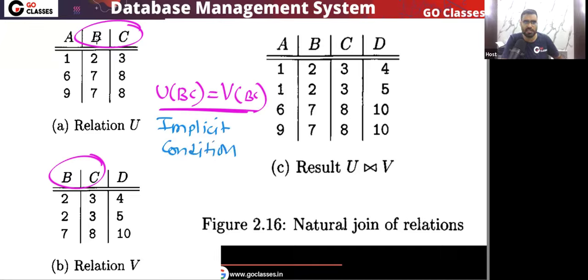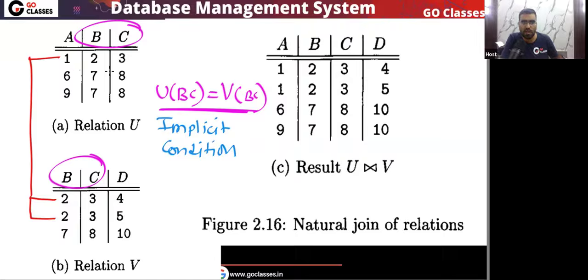Okay, this is the implicit condition. Means they must be the same, because all common attributes must be equal. Natural join, equality of all common attributes. So these are the common attributes B, C. So tell me, this tuple will pair with whom? Here you can see the BC value is 2, 3. This tuple will pair with BC here 2, 3, here BC 2, 3. So you can see this will pair with these two tuples.